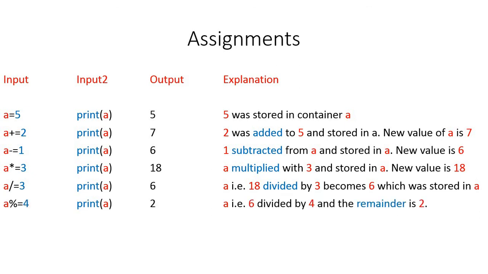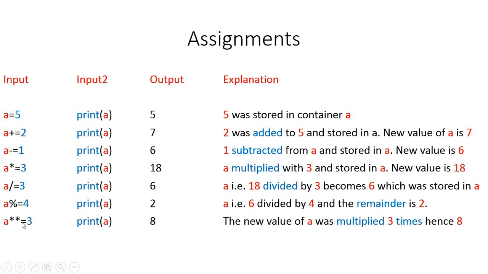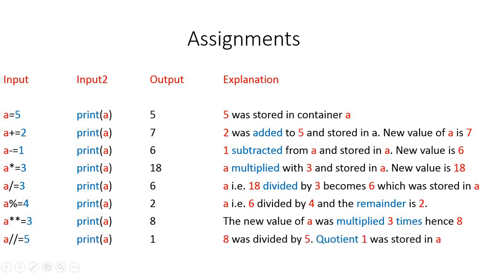Modulus sign, that is the percent sign with equal sign: you are dividing that A value by 4, and then the remainder, that is 2, is stored in the same variable A, and when you type print A, you will see the remainder, that is 2. If you use double star equal sign, it would mean that you are taking the cube of that value A, that is 2, you are taking the cube and storing it back into A, and it will become 8, as you can see. Double slash equal signs here would mean that you are dividing that value of A by 5, and you are storing the quotient value, which is 1, into the same variable A, and when you type print A, you will see the quotient value of that division.